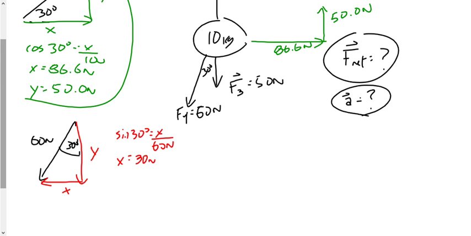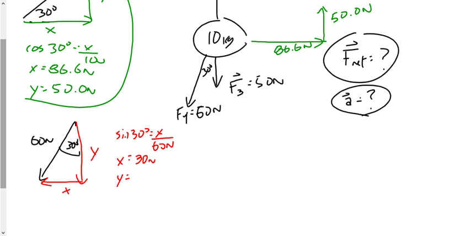Last time it was cosine 30. This time it's sine 30 for x, right? So pay attention in each question. Understand which side of the triangle you're dealing with, and therefore which trig function you're going to use. The y component would be, we'd say cosine 30 is equal to y over 60.